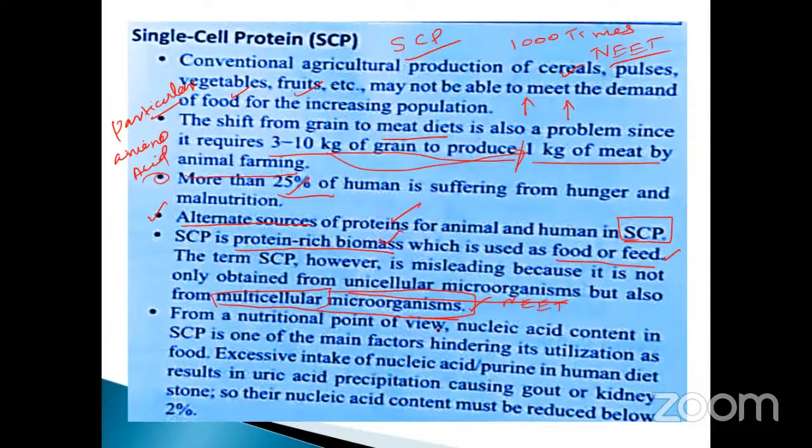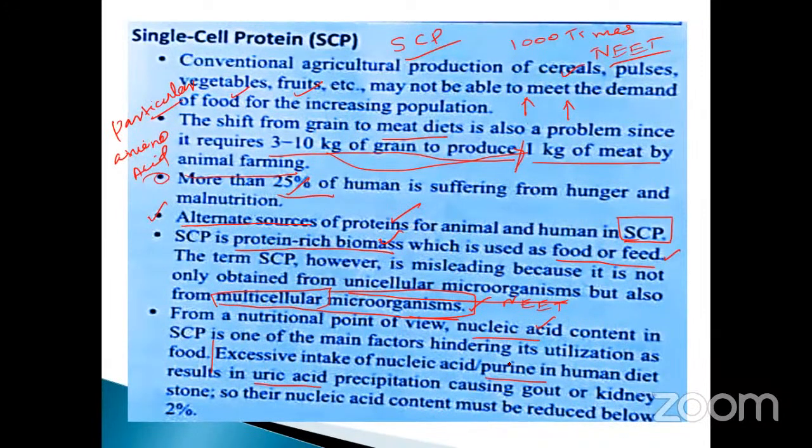From a nutritional point of view, the nucleic acid content in SCP is one of the main factors hindering its utilization as a food. Excessive intake of nucleic acid purine in the human diet results in uric acid precipitation. Already you know a little: when you take a large amount of protein, it can easily be deposited in your kidney, blood, or liver.